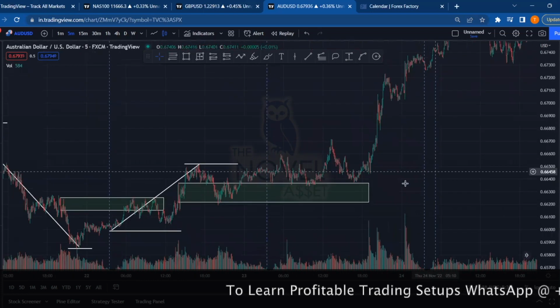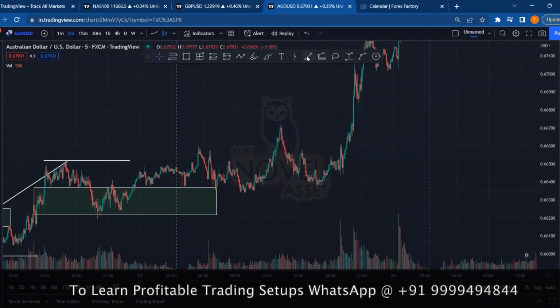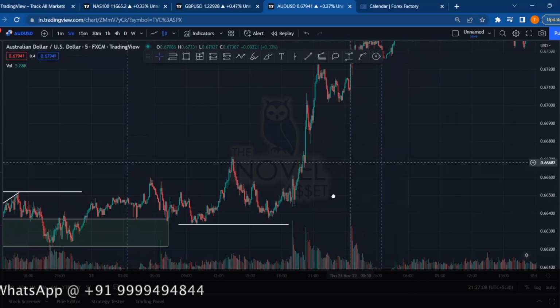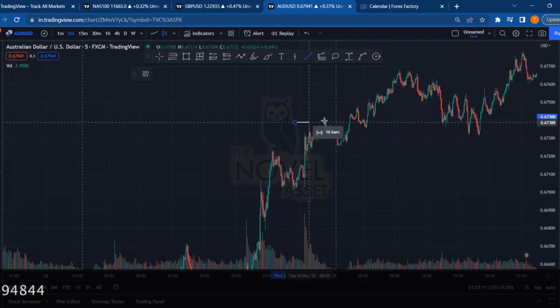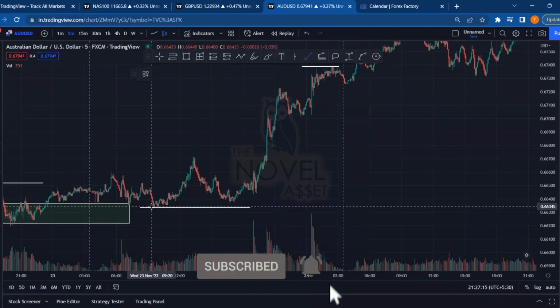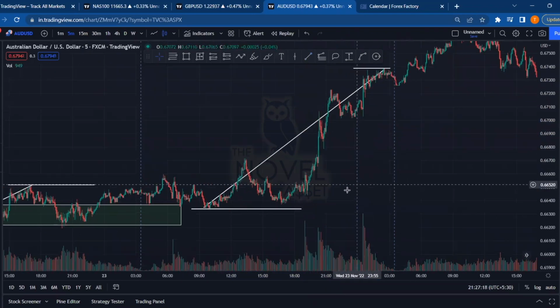For the next day, we are going to do the same. We are going to mark the support and resistance at the daily high and low. So this was my daily low, and I'll mark the daily high, which is at this level. The price is in a very, very big range, but still I'll make a trend line from this level to this level, and I will find the highest volume candle.